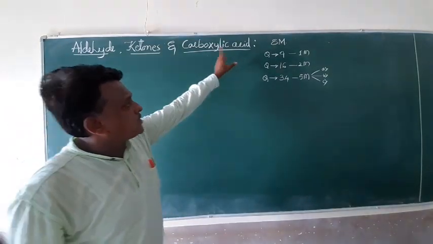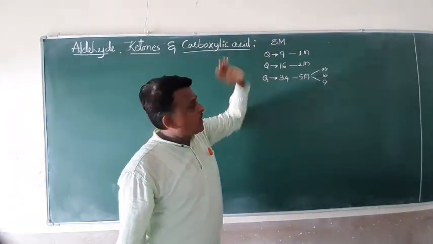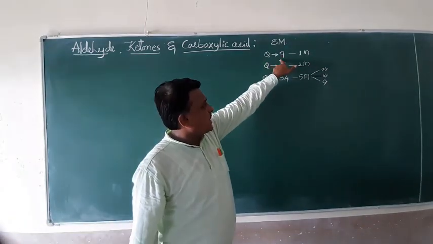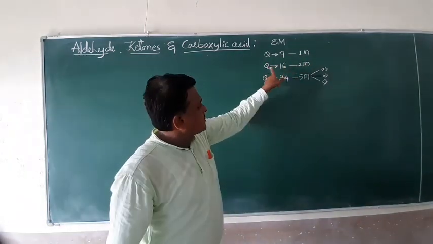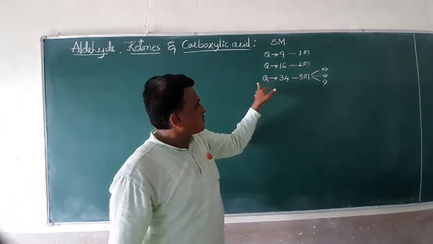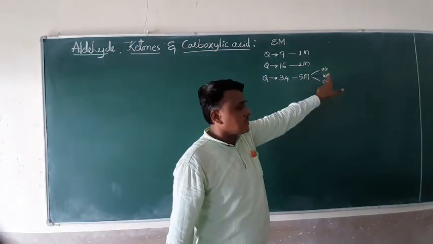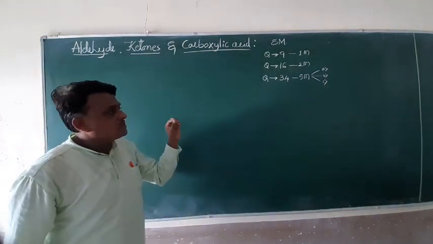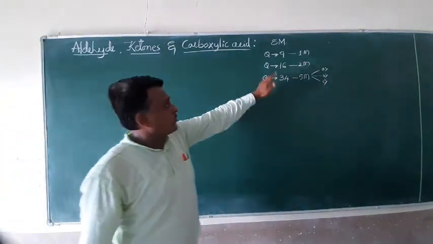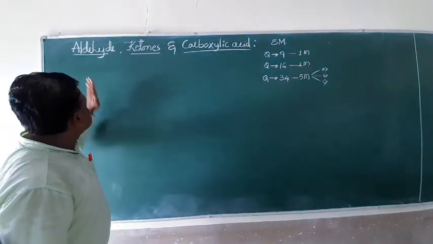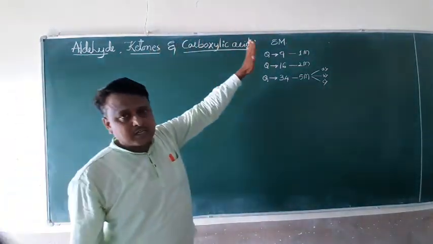Dear friends, the weightage of this chapter is 8 marks, which carries 3 questions in the NEET examination. Question number 9, 1 mark. Question number 16, 2 marks. Question number 34 having 5 marks involves A, B, C. There are 3 sub questions in question number 34. Totally the weightage is 8 marks in the chapter aldehyde, ketone and carboxylic acid.